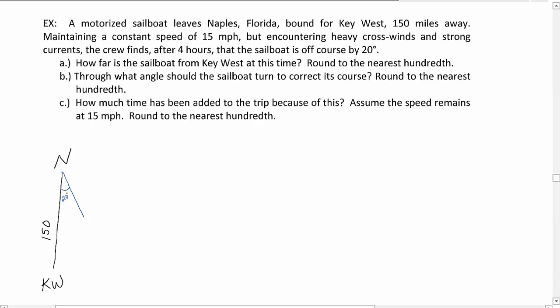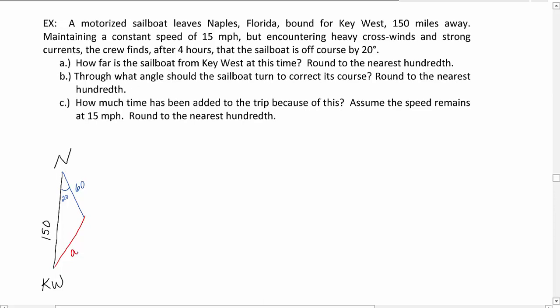And they were going 15 miles an hour for 4 hours. So they traveled 60 miles. So part A asks us, how far is the sailboat from Key West at this time? So in part A, they're asking us to find this distance here. I think I'm going to call it A for part A.